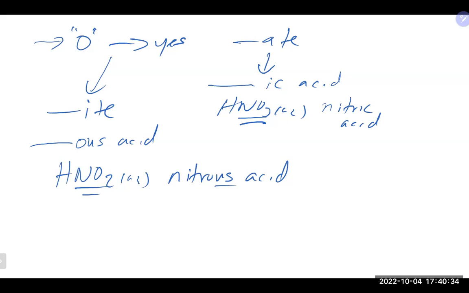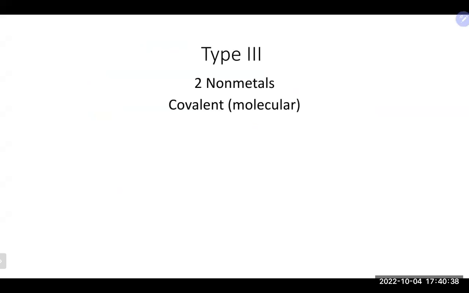Okay, the last little part of naming that we're going to talk about, I think, are type 3 compounds. Type 3 compounds are when we have two nonmetals together, covalently bonded. They're sometimes referred to as molecular compounds. These are basically our sharing of electrons. And with type 3, this is finally the appropriate place to use a prefix. So this is where we use prefixes.